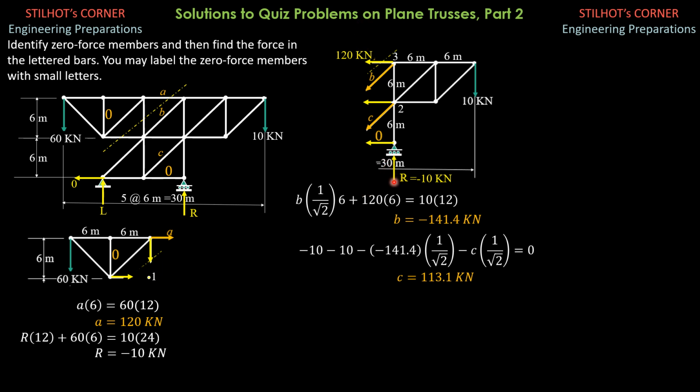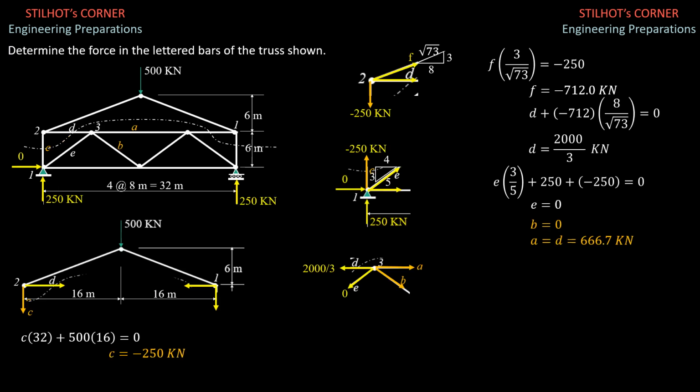Then finally, summation forces vertical equals 0. So we have upward R, which is negative 10, then minus this load 10, minus the vertical component of B, which is minus quantity negative 141.4 times 1 over square root of 2, then minus the vertical component of C, which is C times 1 over square root of 2 equals 0. So solving for C, C is equal to 113.1 kilonewtons.